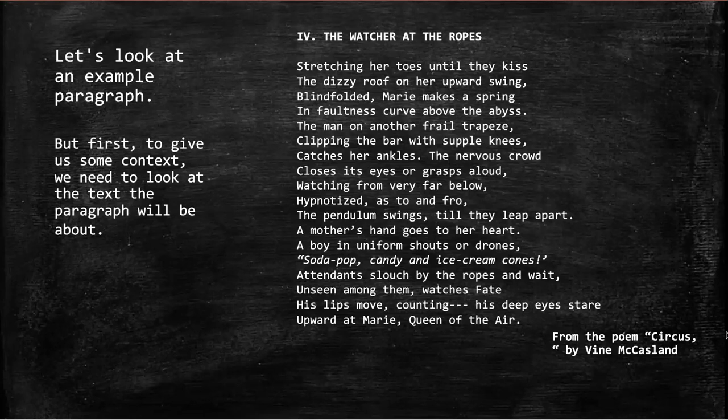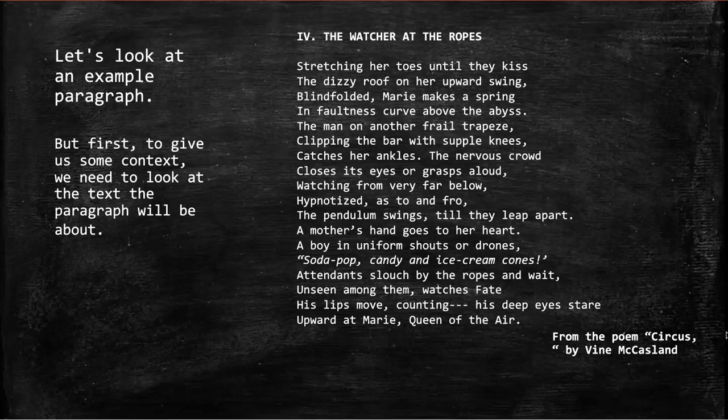So we want to think about the poem here and the basic story that's being told. There's the trapeze artist, there's the audience that's watching and the excitement that they have. But one of the interesting things is the people who work at the circus, the boy in the uniform, the attendants at the ropes, are just slouching and droning, right? They seem to be bored. They see this every day.